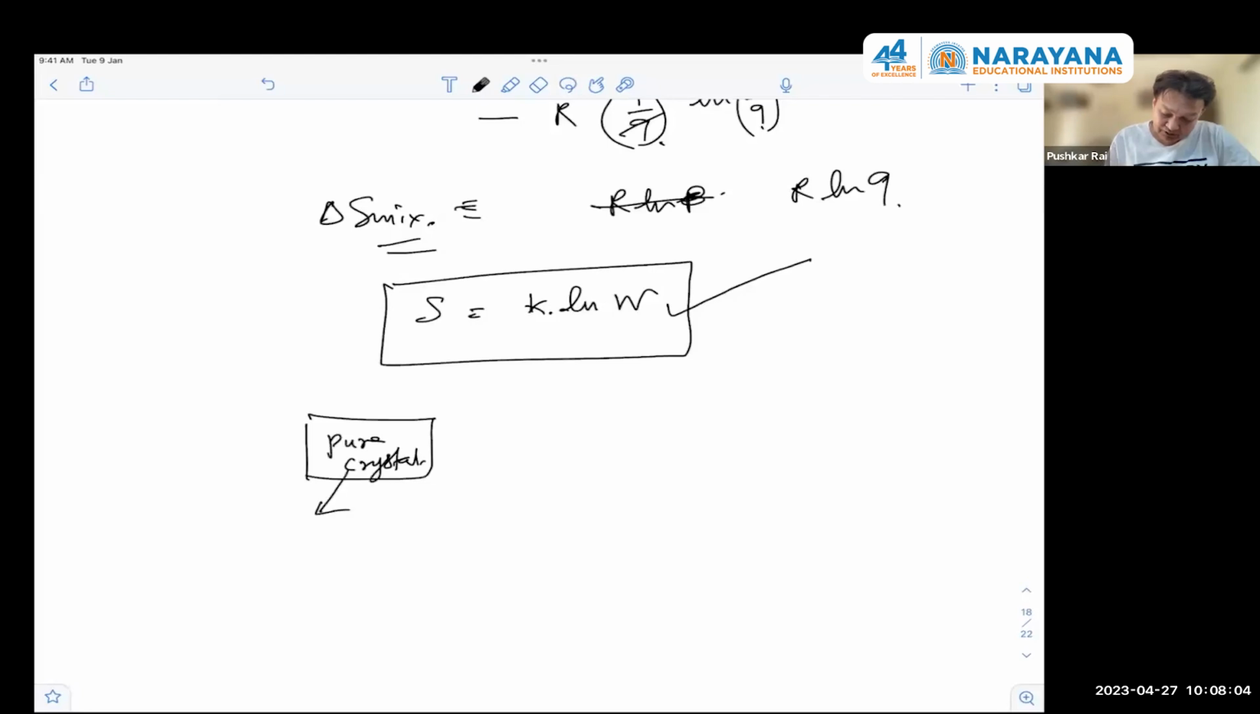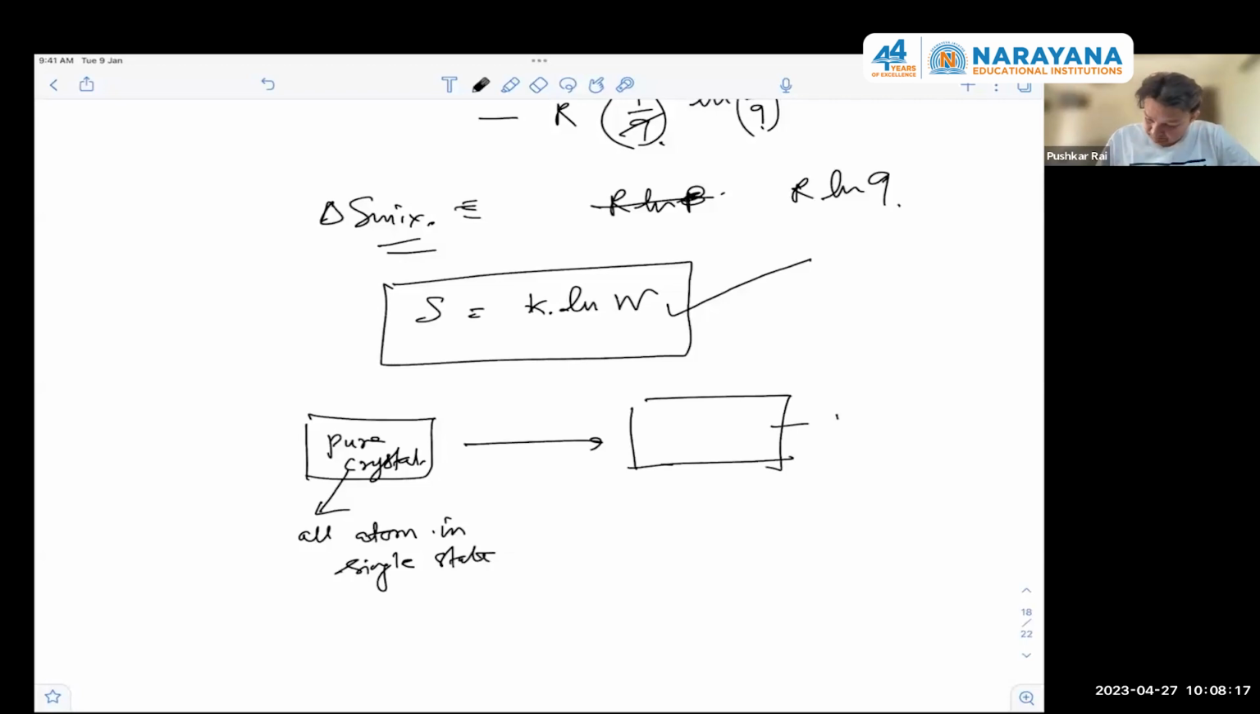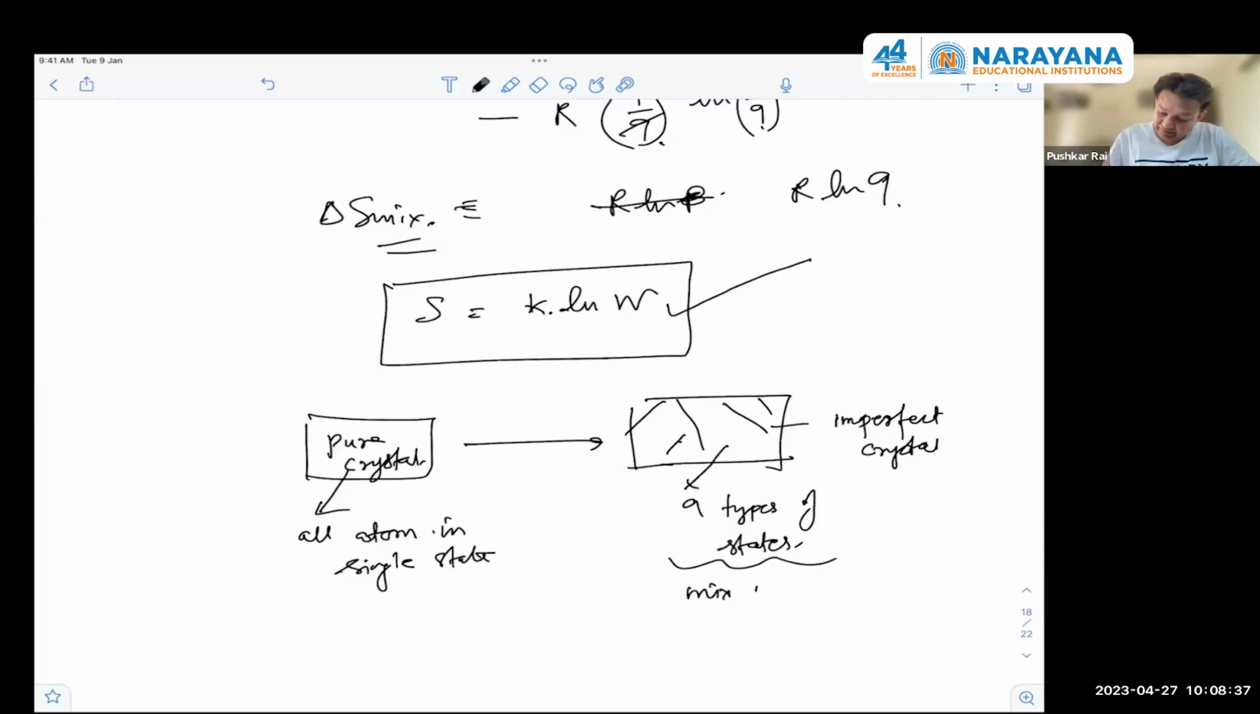Pure crystal means what? All atoms in a single state. You are getting into imperfect crystal. So in a perfect crystal, there are 9 types of states. And this is a mixture of 9 states. So going from here to here, S is equal to 0. Here, S is equal to K ln W.